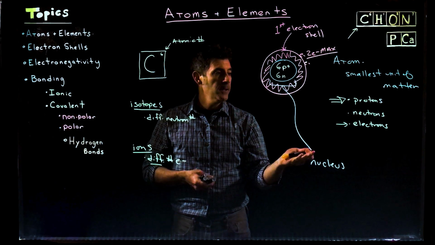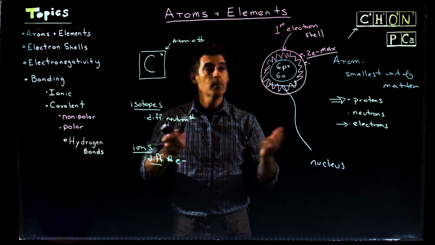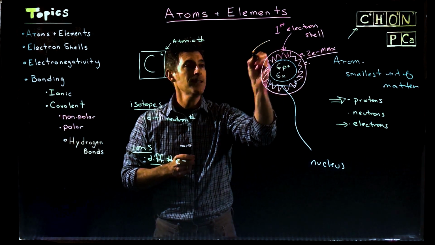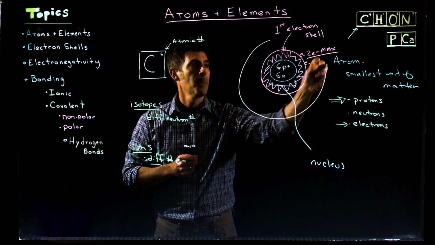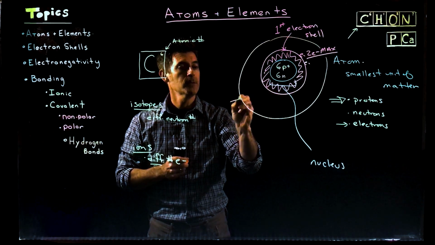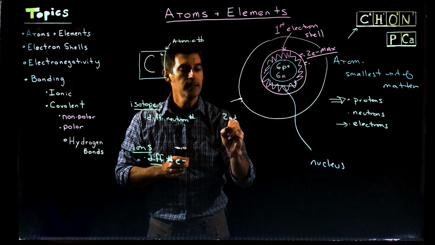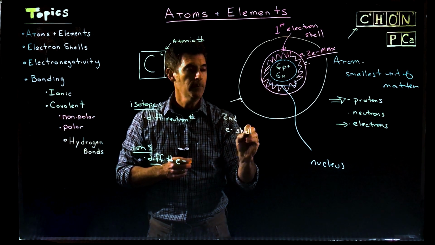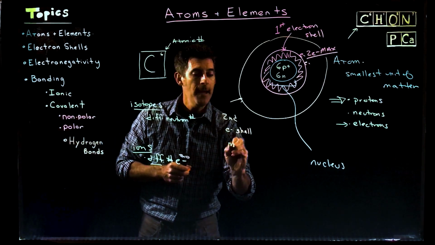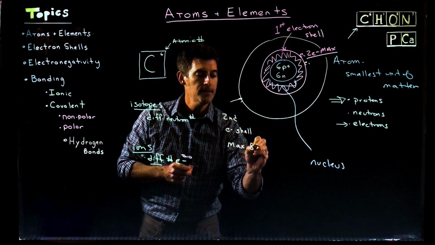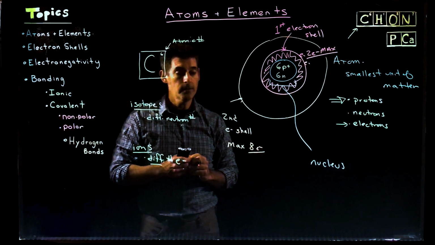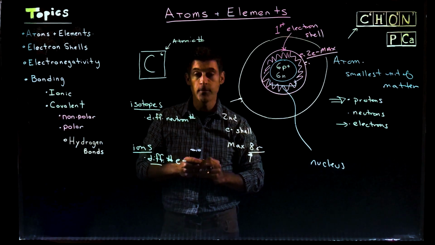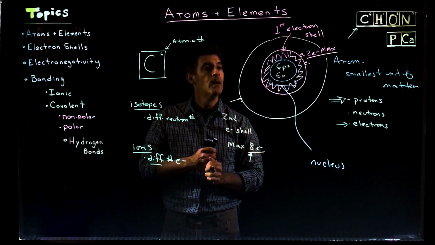But carbon has 6 electrons. So what about the other 4? Well, the other 4 are just going to move further out. So we're going to have a second shell. So this is now the second electron shell. And it can hold a maximum of 8 electrons. And this is going to be really important. Actually, that number 8 is going to be really important for a number of different reasons.